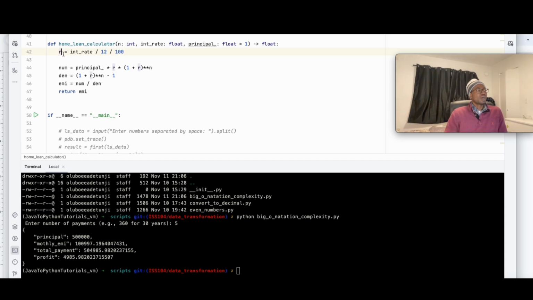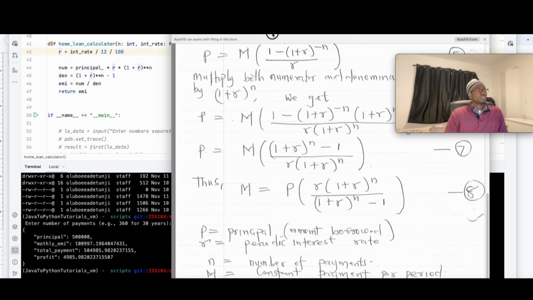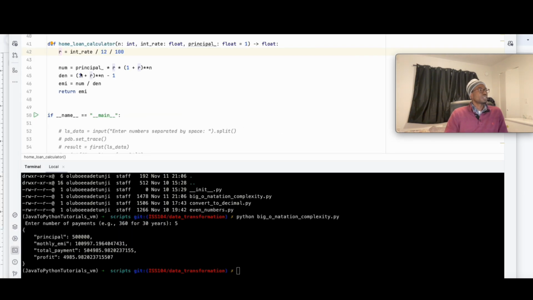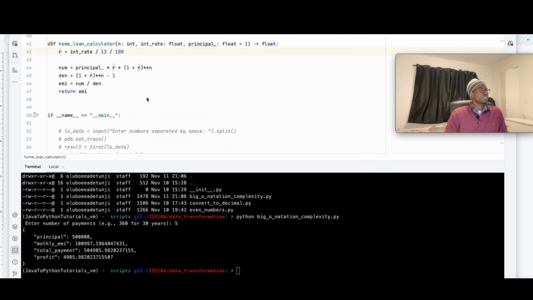So this will give us the R. Now the numerator in the formula I showed you the other time. Let me bring up the formula again here. So you can see this formula here, P times R in parentheses 1 plus R raised to power N. That formula is what we script here: principal times R times 1 plus R, everything raised to power N. And then the denominator, as in the formula that we derived, is 1 plus R raised to power N minus 1.